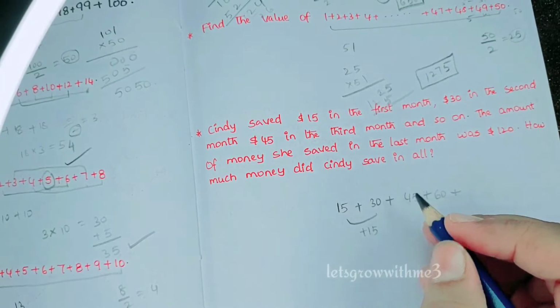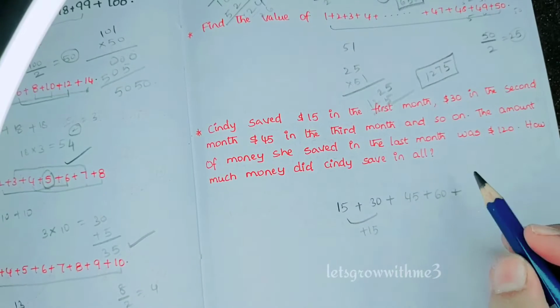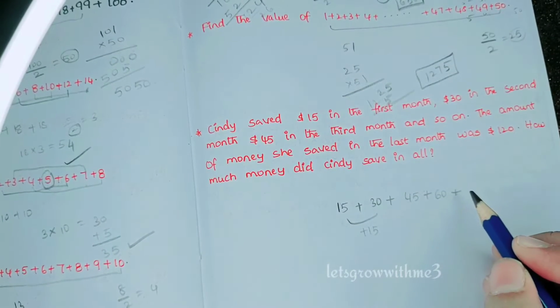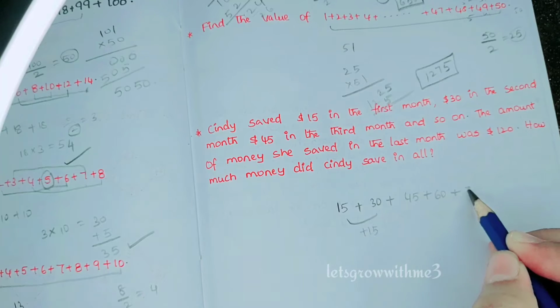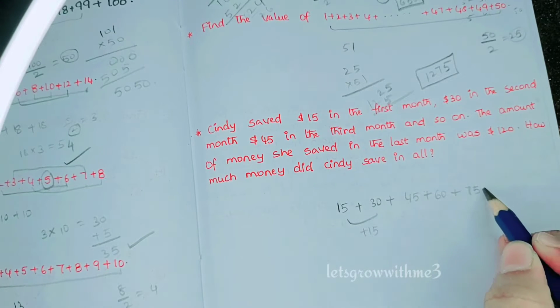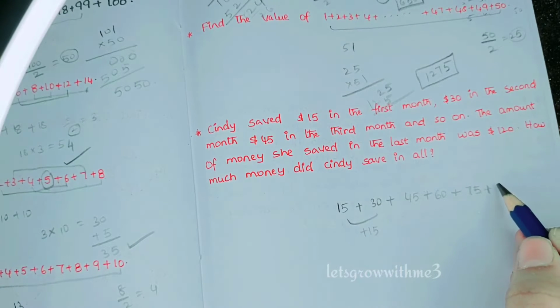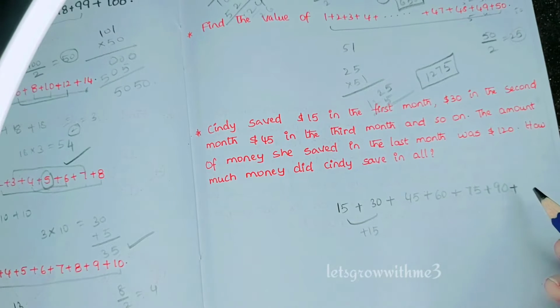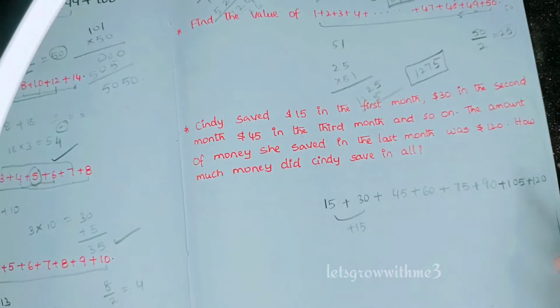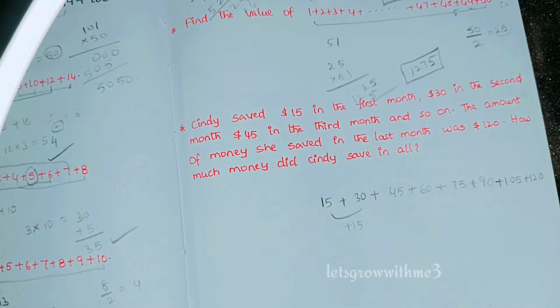So 45 plus 15, 60. 60 plus 15, 75. Then 75 plus 15, 90. Then 90 plus 15, 105. 105 plus 15, 120. So here we need to stop because he said that's the last month's savings. Okay, so now we got the pattern.